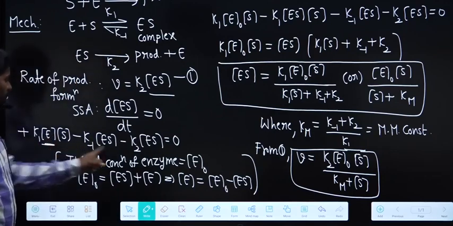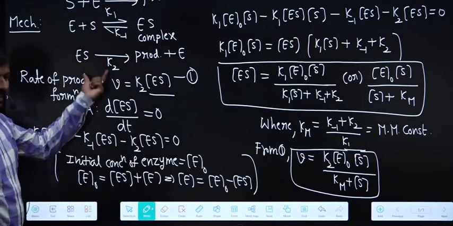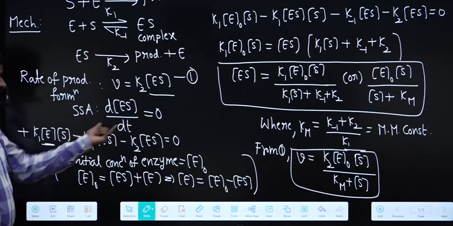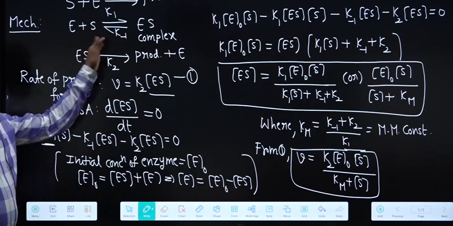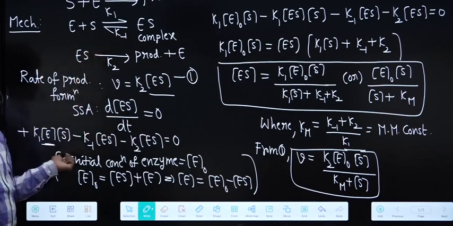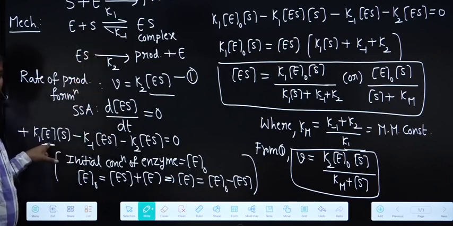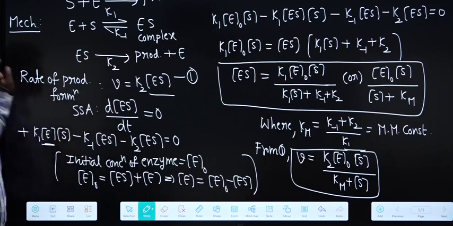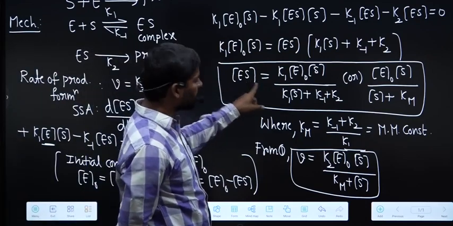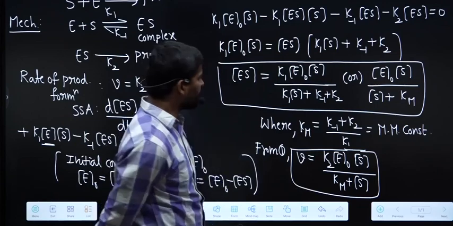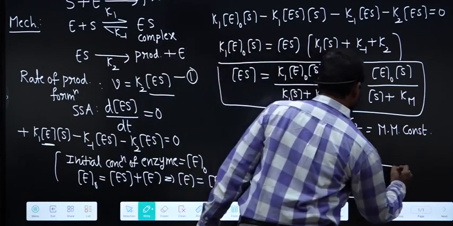To convert E into ES terms, we didn't write the concentration of ES directly, similar to rate of formation and rate of consumption. Just remember the expression for the enzyme substrate complex concentration and the final rate equation. Let us consider this as equation 2.